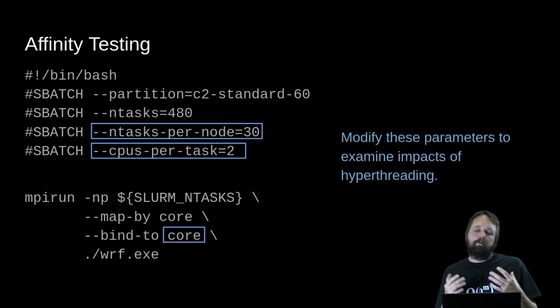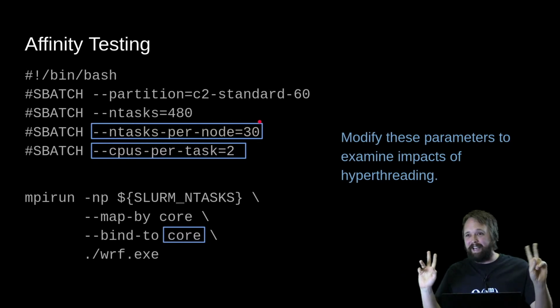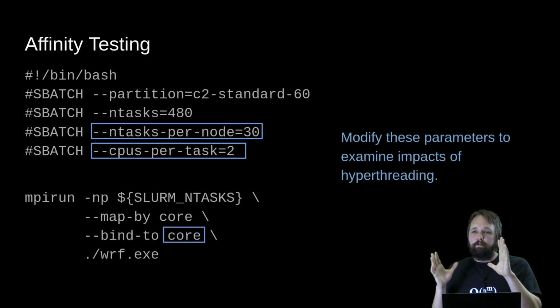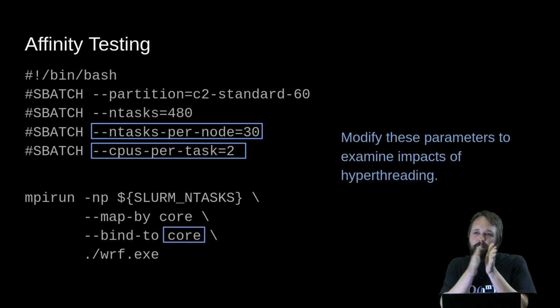So if I, for example, wanted to put a single MPI rank onto each physical core, what I could do is say I want 30 tasks per node, so I'm only going to put 30 MPI ranks per node. So tasks and MPI ranks are equivalent here. And then I can say that each task is going to get 2 CPUs, right? So if I've got 2 CPUs per task, basically what I'm saying is each rank is going to be able to leverage both of those hyperthreads that are there.